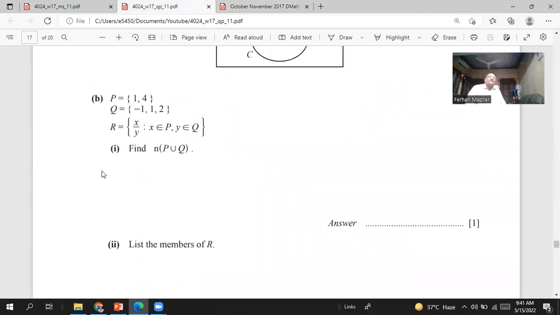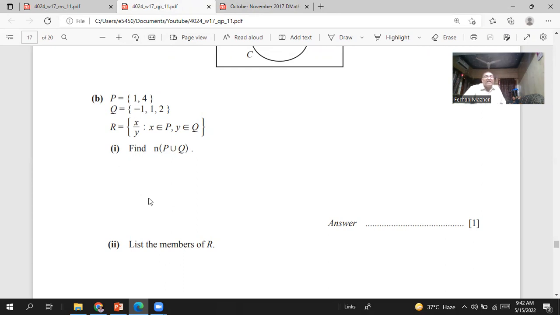Then he says P equals 1, 4, Q equals minus 1, 1, 2, and R is X by Y. So you have to take a fraction X by Y, where X belongs to P and Y belongs to Q. The numerator is coming from here, the denominator is coming from here. Find n(P union Q). How many members are in P union Q?